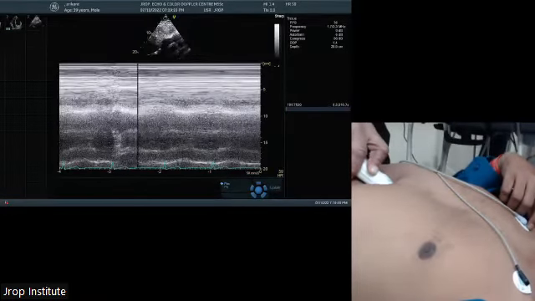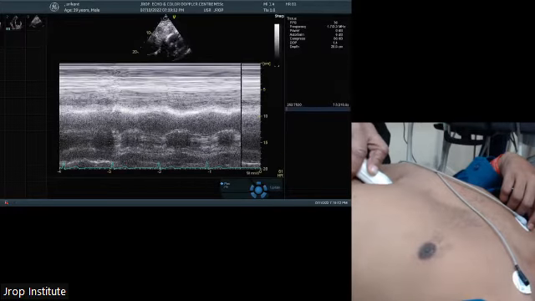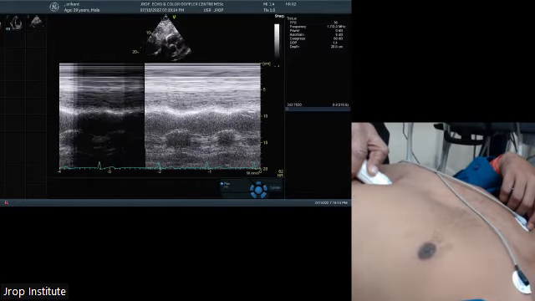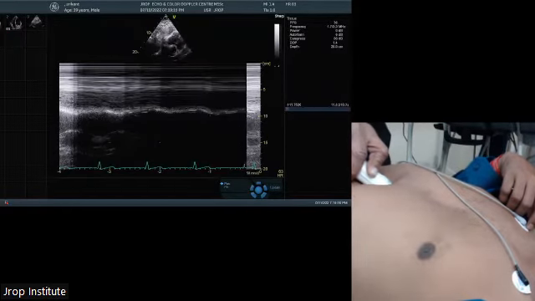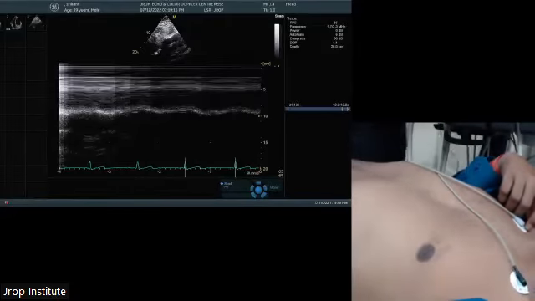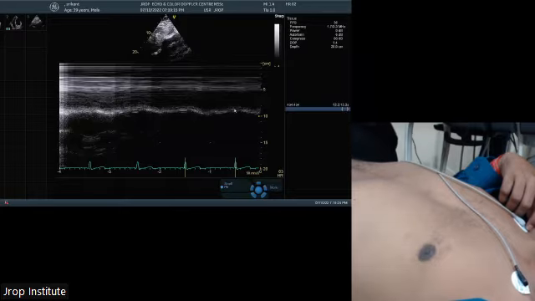So this is the cut mode of M mode. Now you can see very well the pericardial thickness and two separate parts of the pericardium. This is very clearly seen over here. Visceral and parietal pericardium.